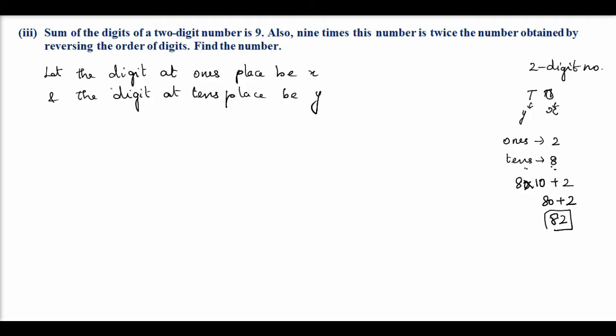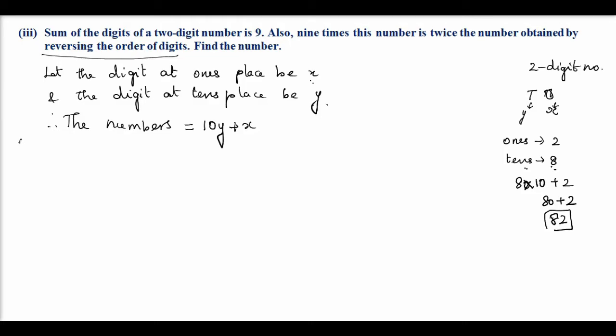So here the digit at ones place is x and tens place is y. Therefore, the number should be of the form: now y is in the tens place, so its place value will be 10y plus the number in the ones place. So the number will be 10y plus x. Alright? Okay, now we also need the number when the digits are reversed, isn't it?